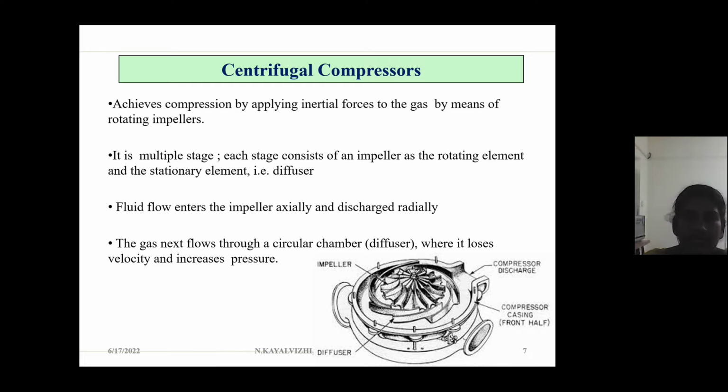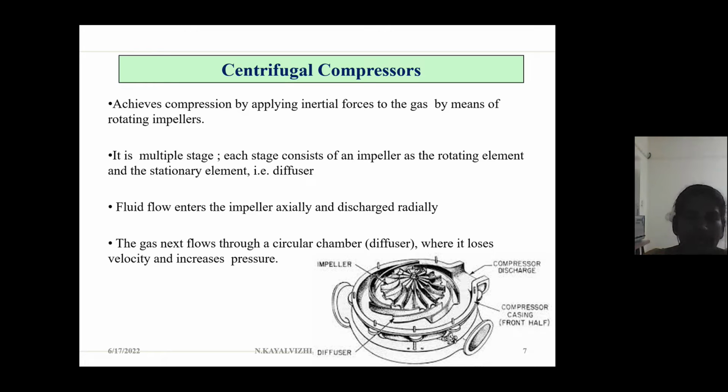In the centrifugal compressor, compression is achieved by applying inertial forces to the gases by means of rotating impellers. It is a multiple stage machine; we can have single stage and multiple stage, as well as single cylinder and multi-cylinder. Each stage consists of an impeller as the rotating element and a stationary element, for example, the diffuser.